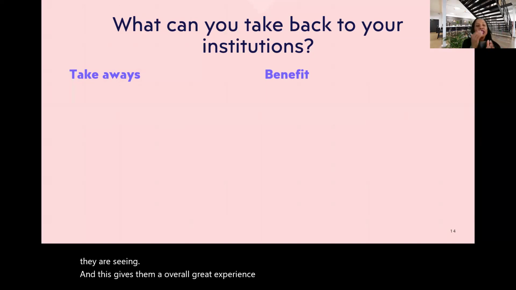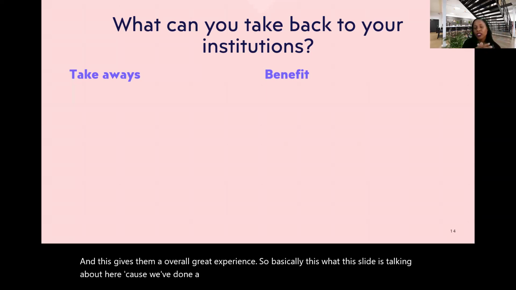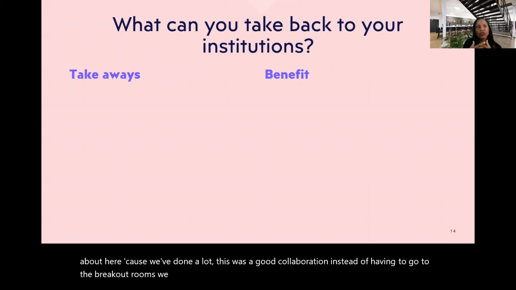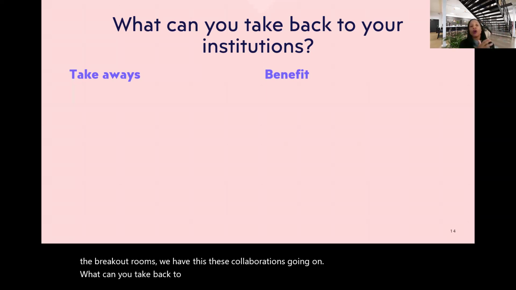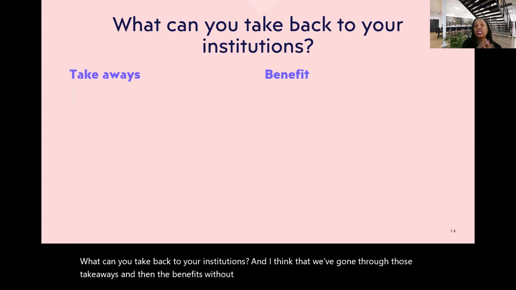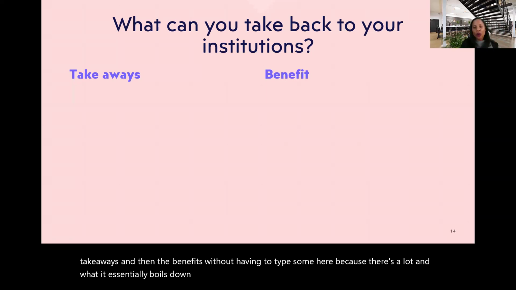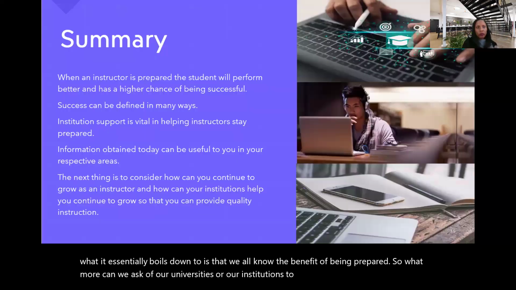So basically, what this slide is talking about here, because we've done a lot, this was a good collaboration. Instead of having to go to the breakouts, we have these collaborations going on. What can you take back to your institutions? I think we've gone through those takeaways and then the benefits. There's a lot, and what it essentially boils down to is that we all know the benefit of being prepared. So, what more can we ask of our universities or our institutions to help us get there?